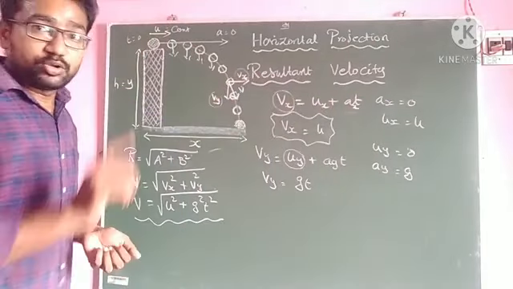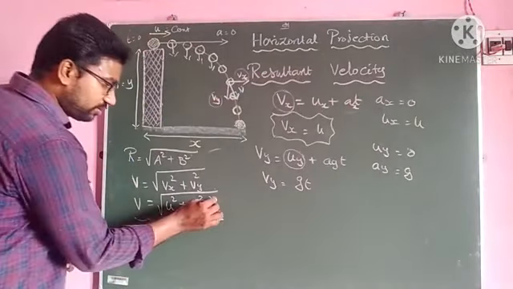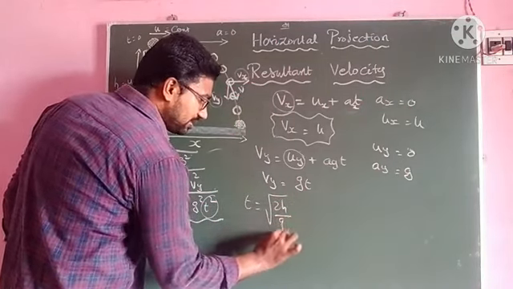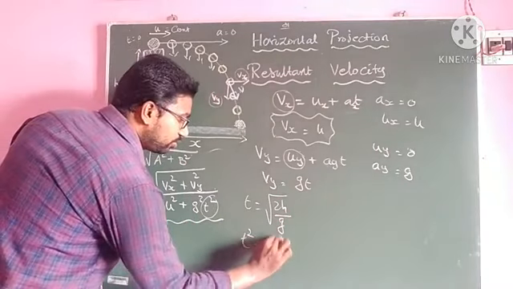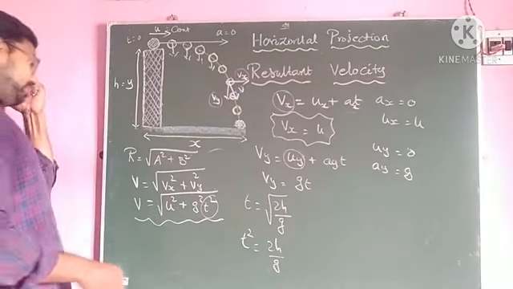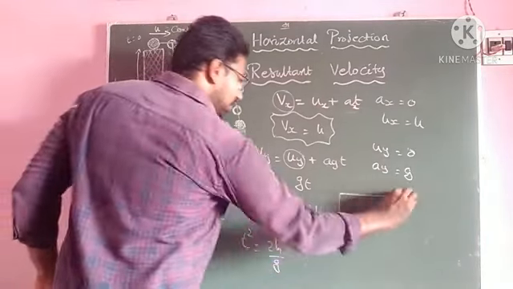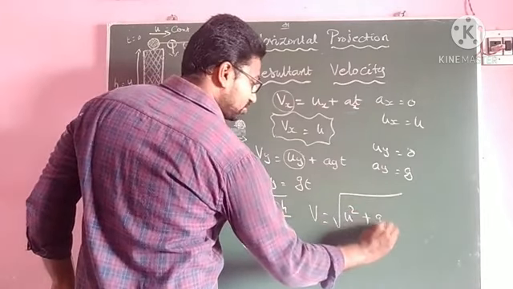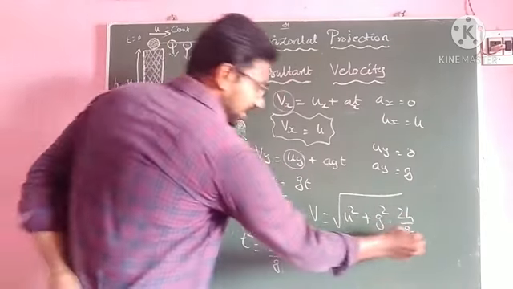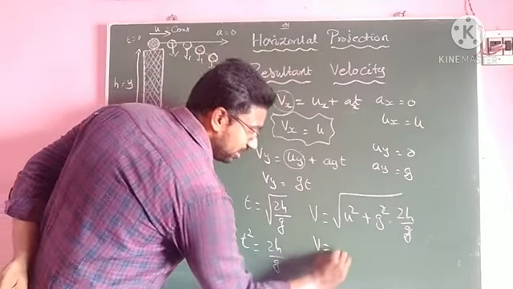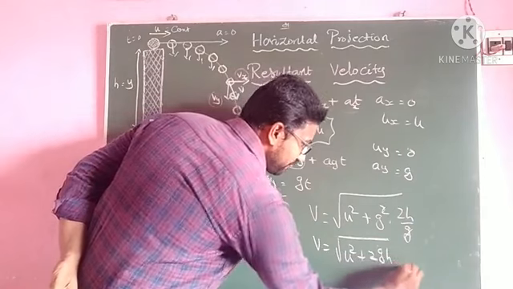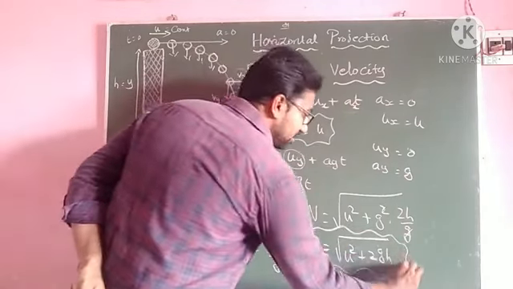Okay, listen here. You know one thing. What is the time value? t is equal to root of 2h by g. What is the t square value? t square is equal to 2h by g. By substituting this value in the resultant velocity expression, v is equal to root of u square plus g square into 2h by g. By simplifying this equation, cancelling the g, we finally get root of u square plus 2gh. This is the speed of the projectile.